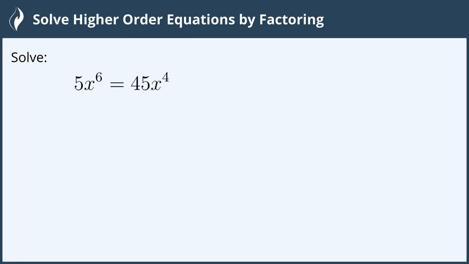Hi everyone! In this video, we will solve higher order equations by factoring. Solve 5x to the 6th equals 45x to the 4th.